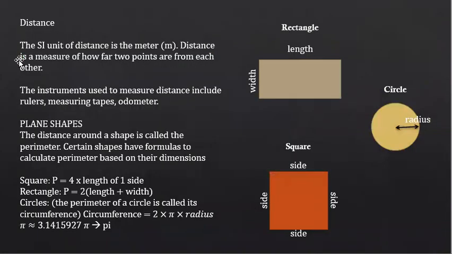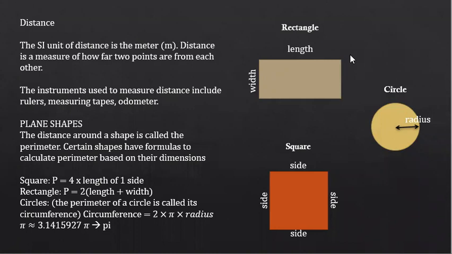Distance is a measure of how far two points are from each other, and the international standard unit of distance is the meter. As you would notice, we have some shapes here: a rectangle, a square, and a circle. When we measure distance in a rectangle, we have a width, which is from point A to point B. We have a length, point B to point C. Because this is a four-sided shape, we have two short sides, which represent our width, and two long sides, which represent our length.